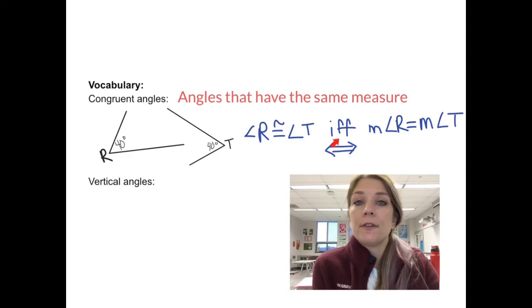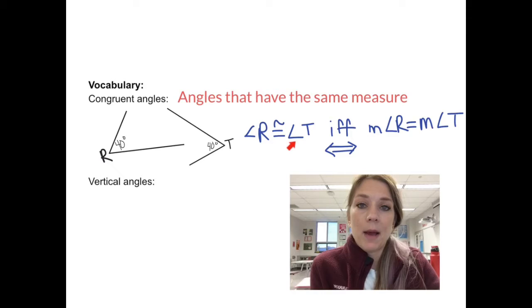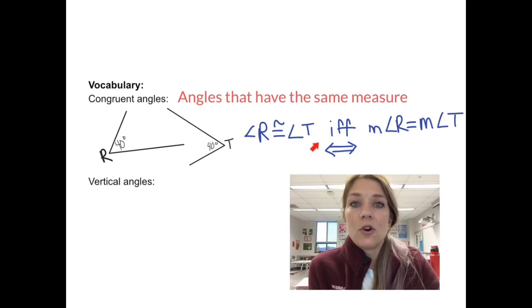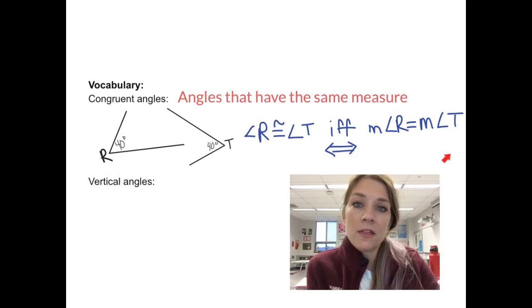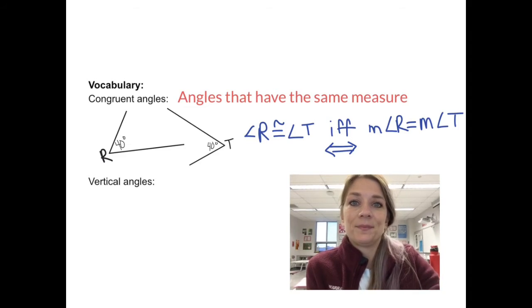This IFF stands for if and only if, which just means that it's a biconditional statement, so we can go forwards and backwards with it. So angle R is congruent to angle T if the measure of angle R is equal to the measure of angle T. The difference between this half of the statement and this half is that these are things, these are numbers. Measures are the actual degree values for those angles. So if they're congruent, then their measures are the same. If their measures are the same, then they're congruent. That's what this if and only if biconditional statement means.